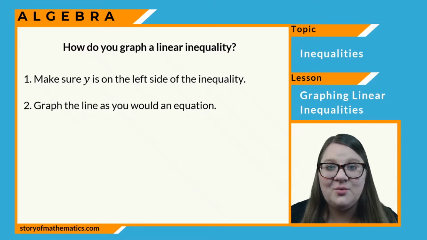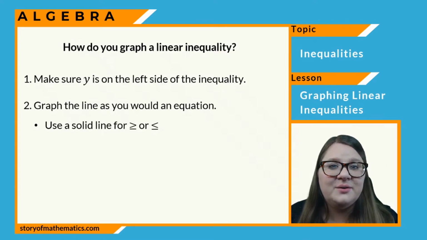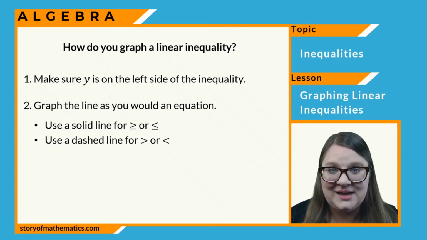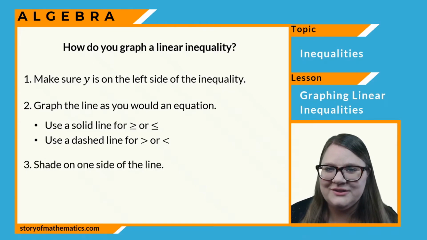However, because it's an inequality, you're going to use a solid line if and only if it's greater than or equal or less than or equal. Otherwise, you're going to use a dashed line. So anytime you see greater than or less than in the inequality, then you're going to shade on one side of the line.